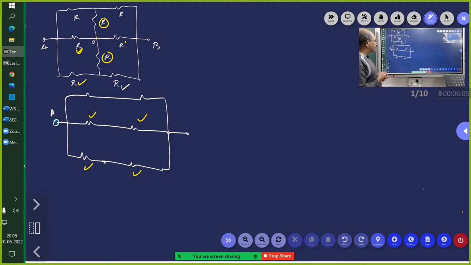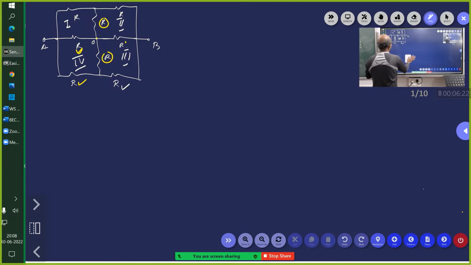Sir, we consider the lower quadrant. Lower quadrant, okay. You see, you should know how to communicate. You tell, sir, this is the first quadrant, second quadrant, third quadrant, fourth quadrant. You tell like that. Yes, we consider four quadrants. Sir, draw the resistors of the fourth quadrant. Here, sir.